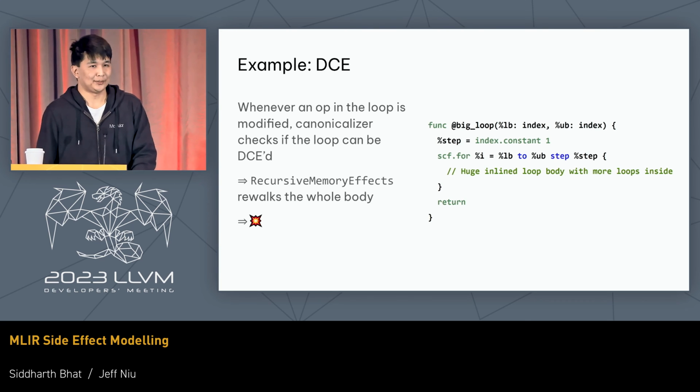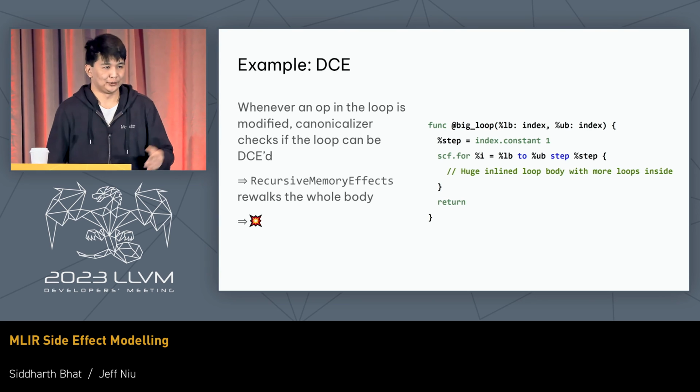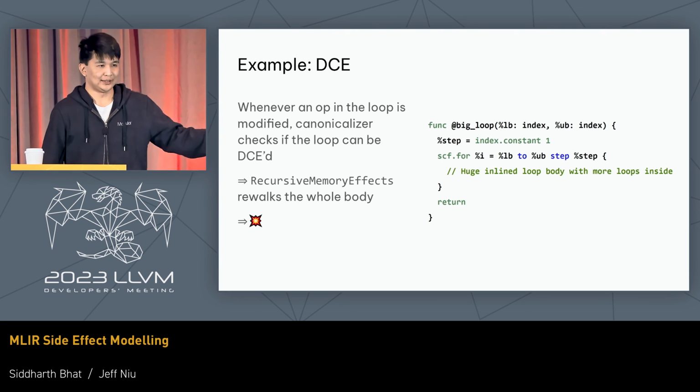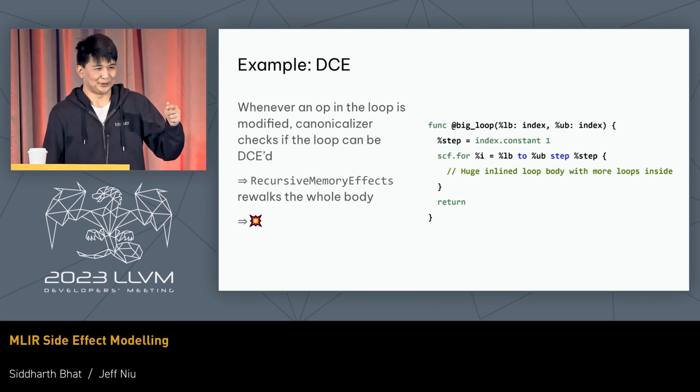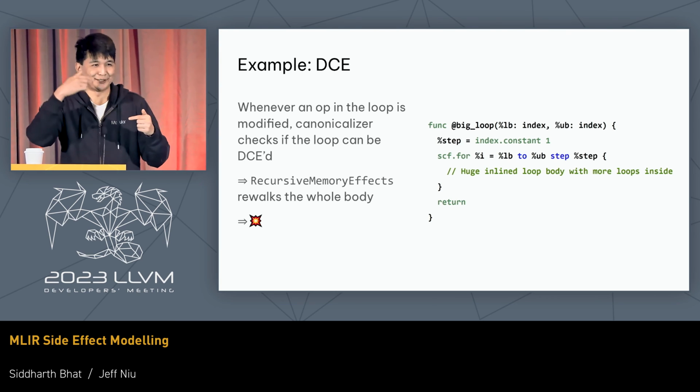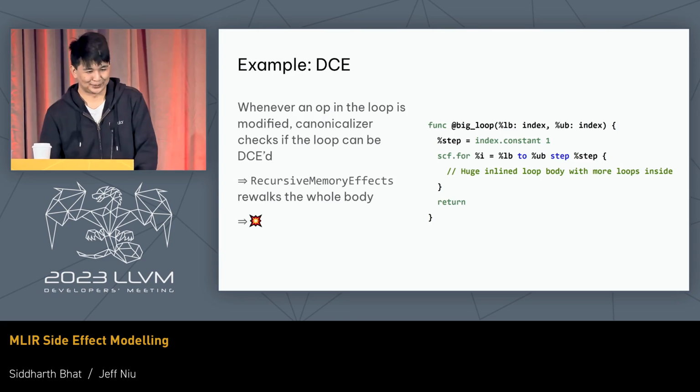This is great because that means if you remove all of the side effects from a loop body, that loop itself can now get deleted if its results are unused. The problem is if the loop is very large, you change one op, it rewalks the whole body, change another op, and you get quadratic explosion in compile time.